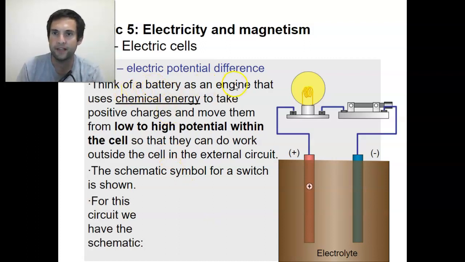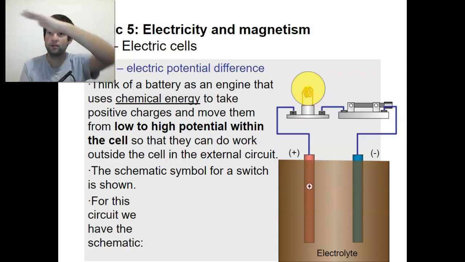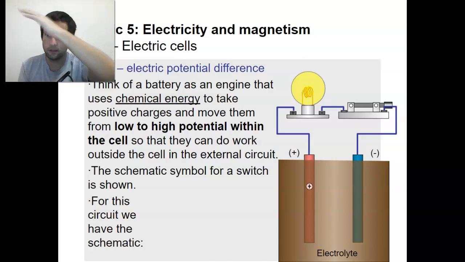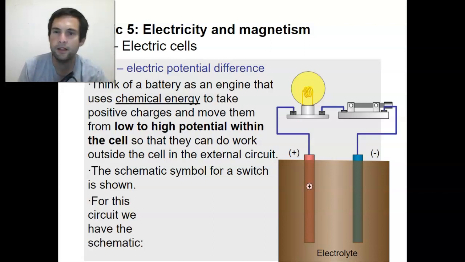Think of a battery as an engine that uses chemical energy to take positive charges and move them from low potential to high potential inside of the cell, so that they can only do work outside of the cell in the external circuit. So no work is being done inside of the battery. It's just that bringing up of the charge from the low potential to the high potential, right? If we think about the river, high potential to the low potential over here at the elbow. The schematic for the symbol is a switch as shown. Low potential to the high potential.